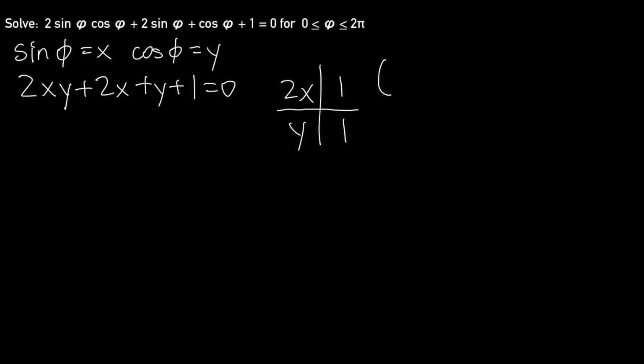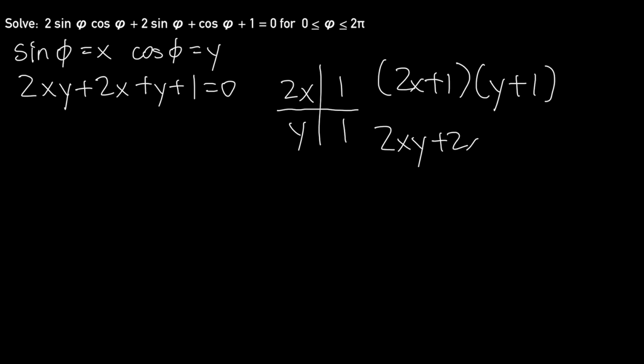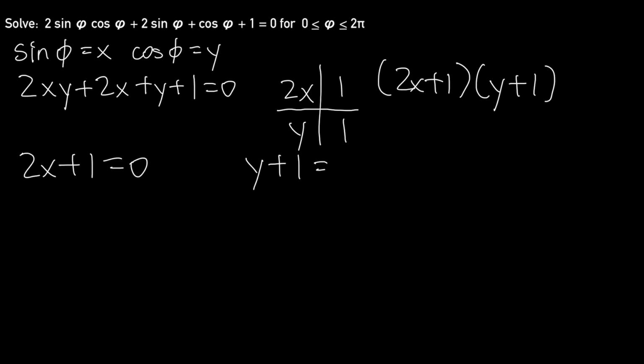And so now we have 2x plus 1 times y plus 1, and we can verify it by actually factoring this out using the FOIL method. So front, outer, inner, and last. So yeah, it does factor out to be our original equation here, which is good. So now we have it, we just have to solve it. Split it into 2 equations: 2x plus 1 equals 0, and y plus 1 equals 0.